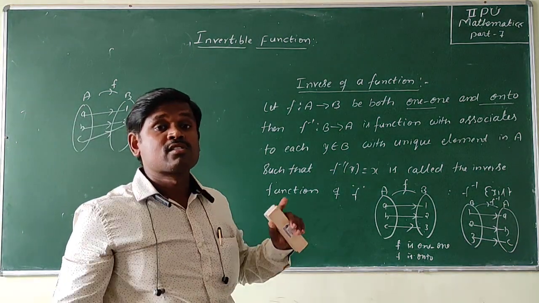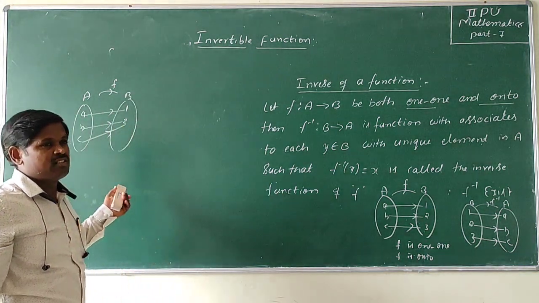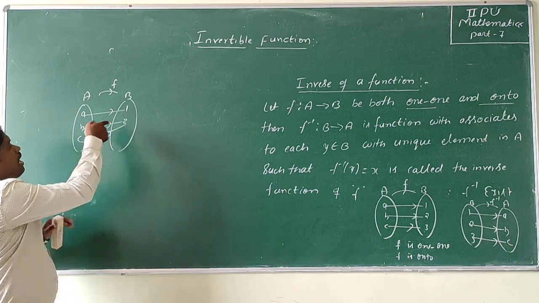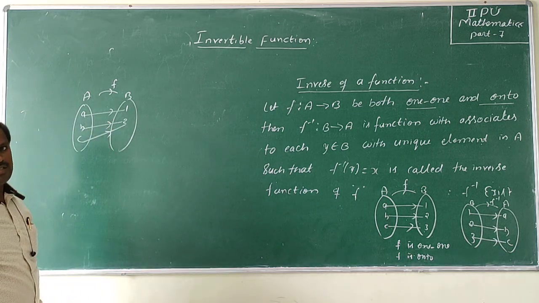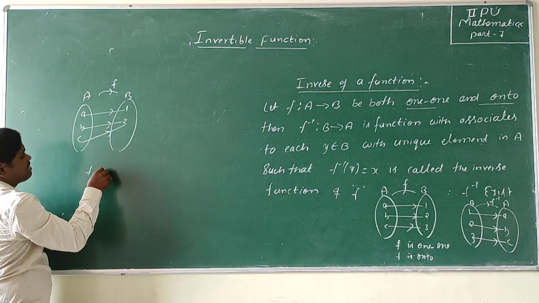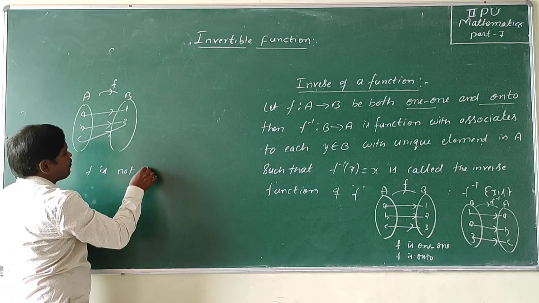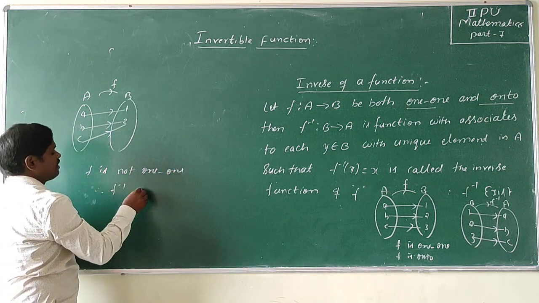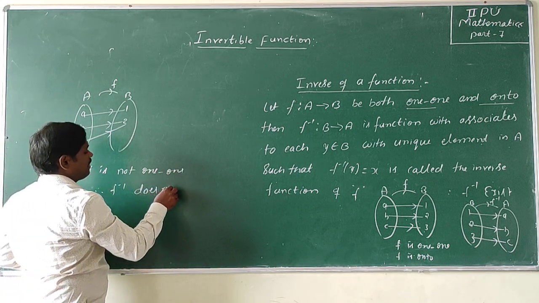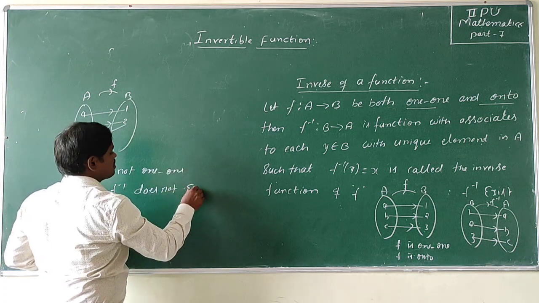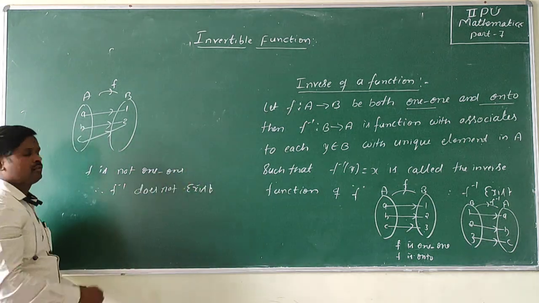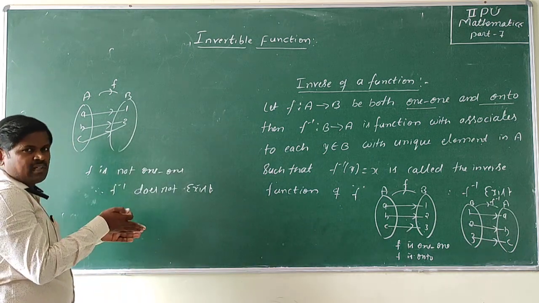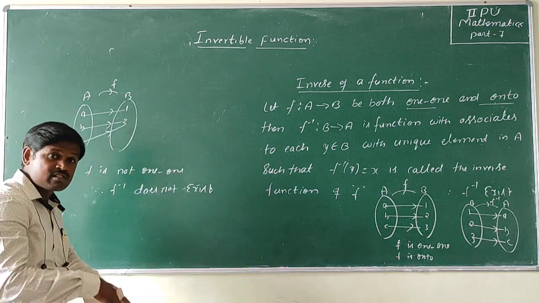Definitely the inverse does not exist. Why? Because it is not a one-one function. That means two elements of A have the same image. Therefore F is not 1-1, so therefore F inverse does not exist. Suppose you are going to write the inverse, it is not possible, it cannot be considered as a function.